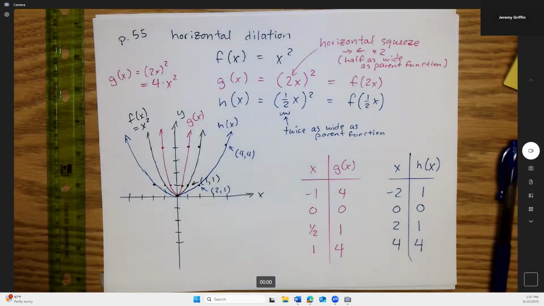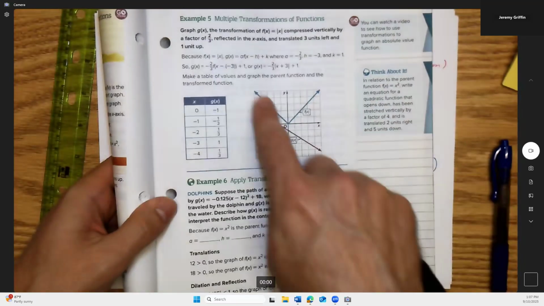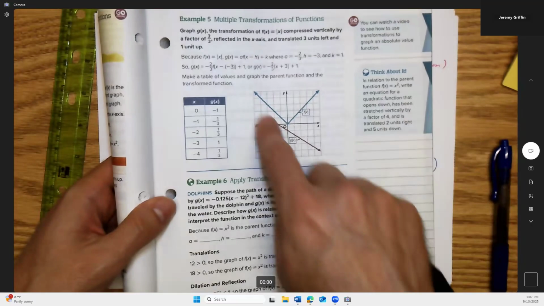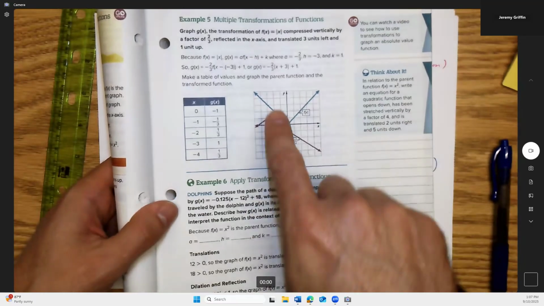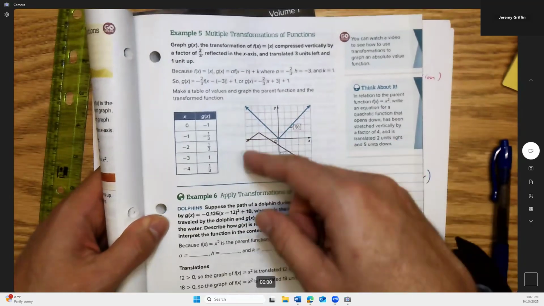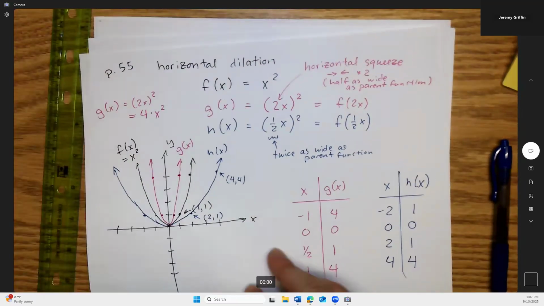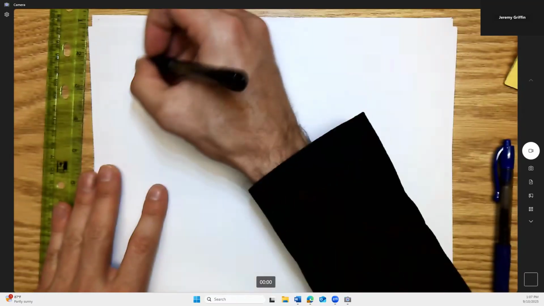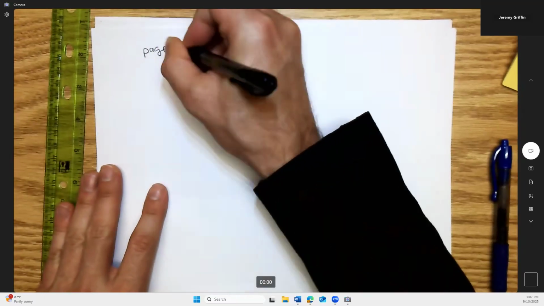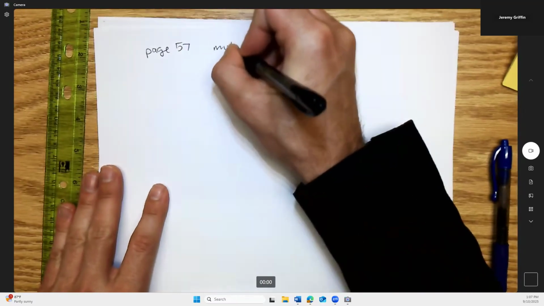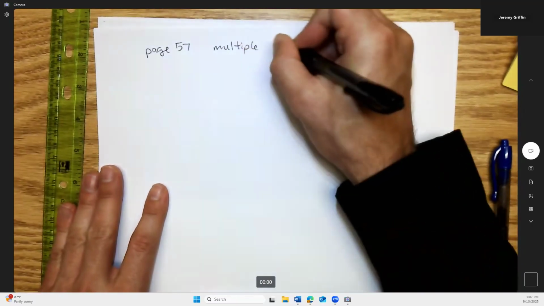Now, your book goes on to say, what if there are multiple transformations? Or they went with an absolute value for this parent function. Like, how could you flip it upside down and shift it to the left and up a little bit? You've got multiple transformations. So here, I'll make up my own example. This is around page 57, where they talk about multiple transformations.